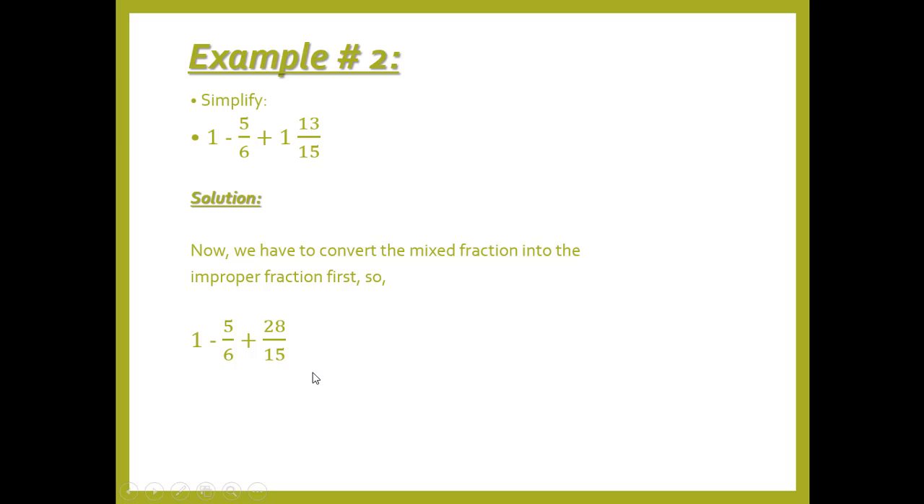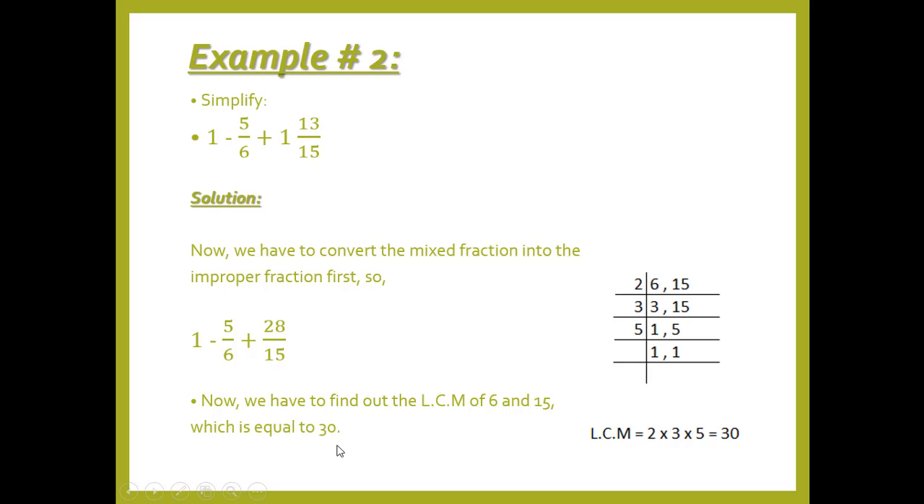Now the whole procedure we will follow as we did in the previous slide. Over here we have only two denominators, 6 and 15, so we have to take the LCM of these two numbers. The LCM of 6 and 15 is equal to 30, as we can see on the right hand side. One more thing: any value that doesn't have a denominator always contains 1 in the denominator.